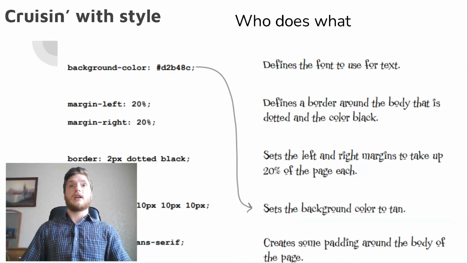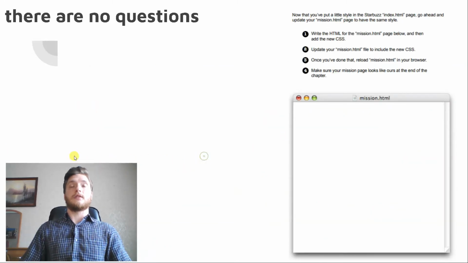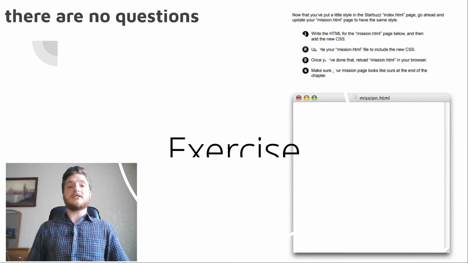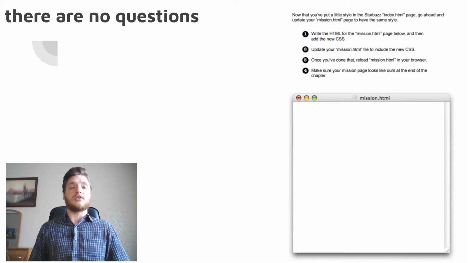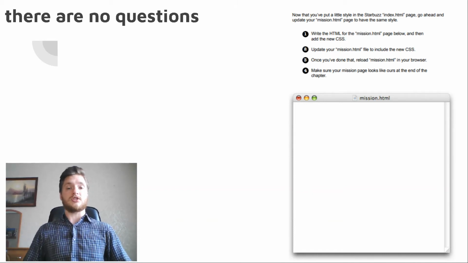Exercise. Now that you've put a little style on the Starbuzz index.html page, go ahead and update your mission.html page to have the same style. Write the HTML for the mission.html page below and then add the new CSS. Update your mission.html file to include the new CSS. Once you've done that, reload mission.html in your browser. Make sure your mission page looks like ours at the end of the chapter.